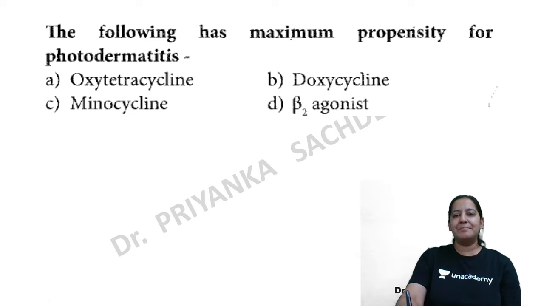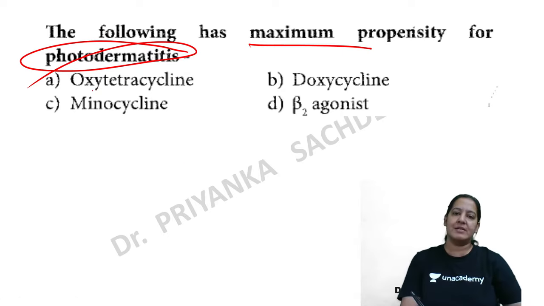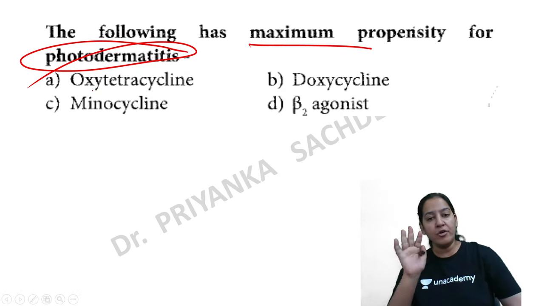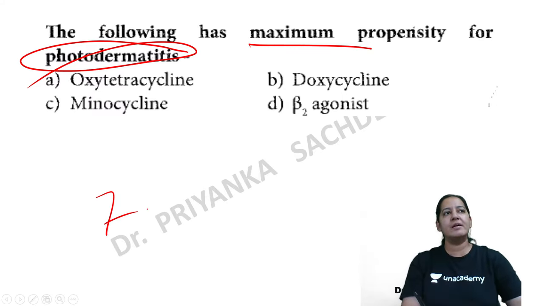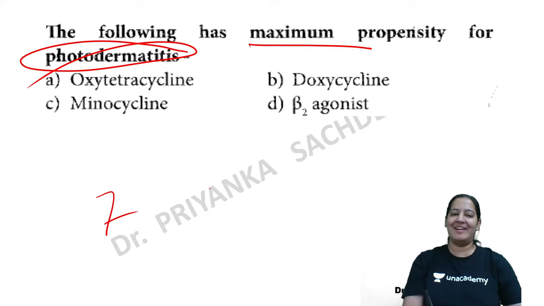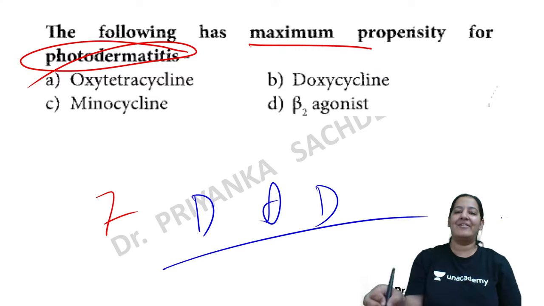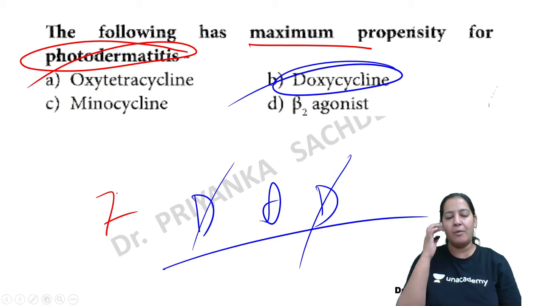So, coming to the next question. Which of the following has maximum propensity for photodermatitis? Phototoxicity. Only two of them cause phototoxicity. I told you very clearly. Out of the seven tetracyclines, two are phototoxic. Which two are phototoxic? Priyanka, Amar, Praveen, Sufi, Mushim. Come on. Absolutely right. The two Ds are phototoxic. D and D. Right? Doxycycline and demeclocycline. So the answer is doxycycline always, obviously. So the correct answer here is B and you all are right.